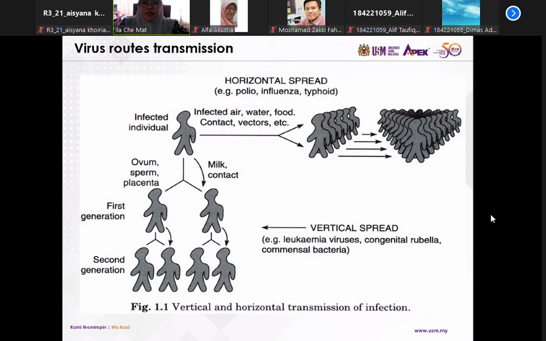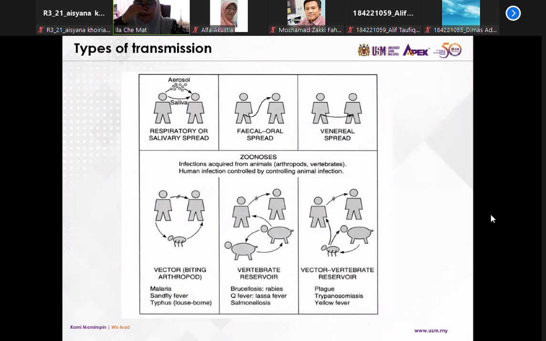So horizontal versus vertical. And then for horizontal, there are different modes of transmission. If it involves the respiratory tract, we call it respiratory. Fecal-oral spread means, for example, you ingest food or water contaminated with feces that has the virus. Okay, venereal spread, this one is probably due to sexual activity. And then a vector. If it involves a vector or reservoir animal, we call it zoonosis.